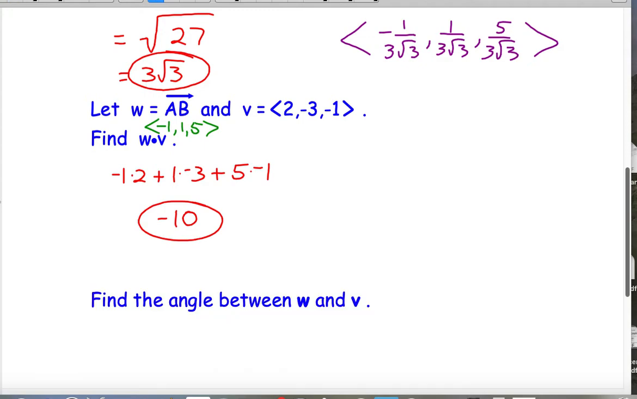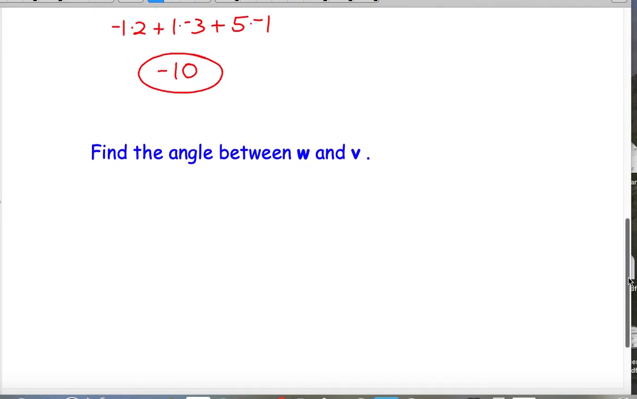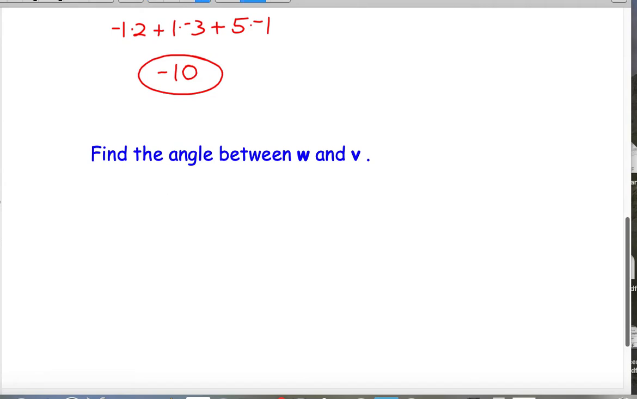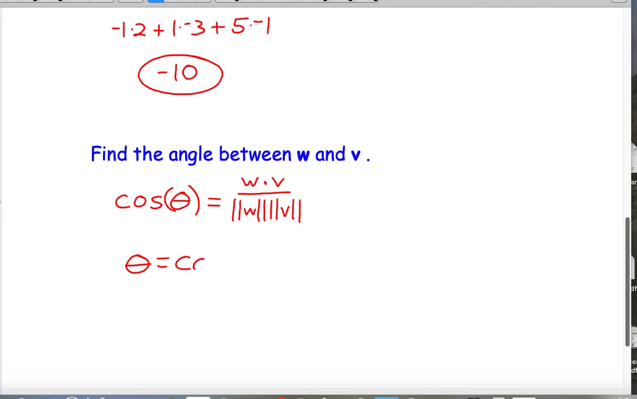And if you remember, when did we use that, or how did the dot product help us? It helped us find the angle between 2 vectors. So the angle between 2 vectors we get by using the equation cosine of theta, if theta represents that angle, is equal to the dot product, so W dot V, over the magnitude of each multiplied together. So we've already figured out the dot product. And I'll take the inverse cosine of the right side.